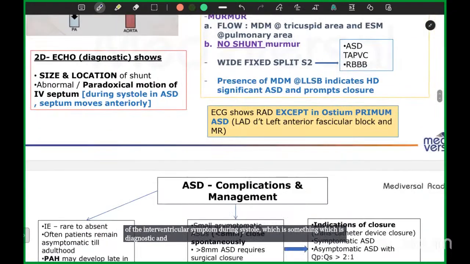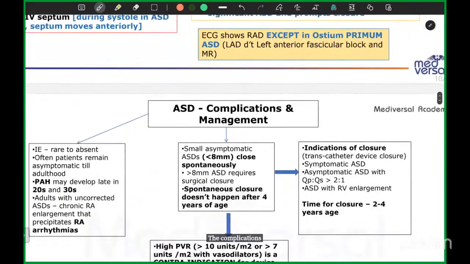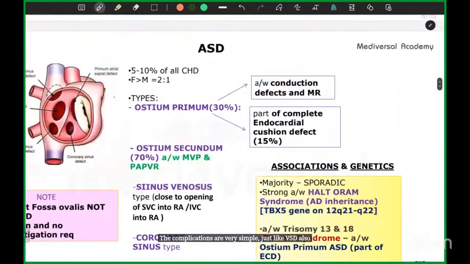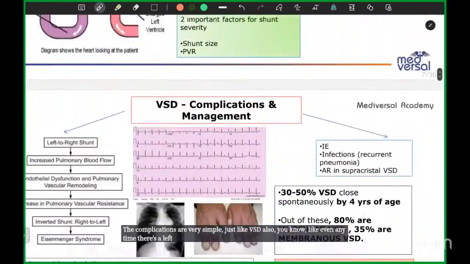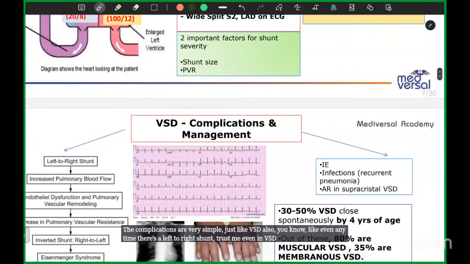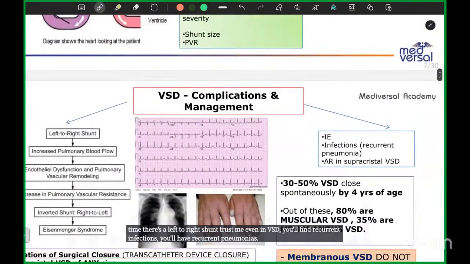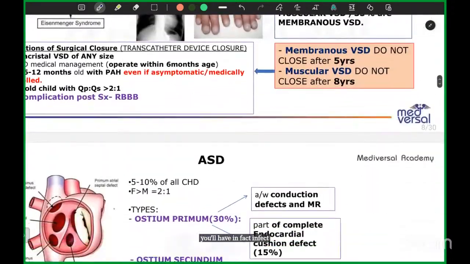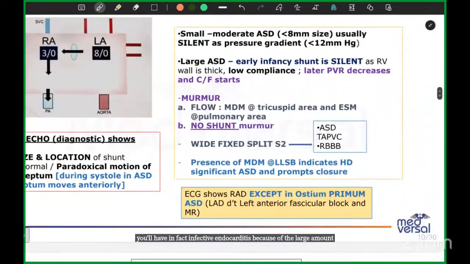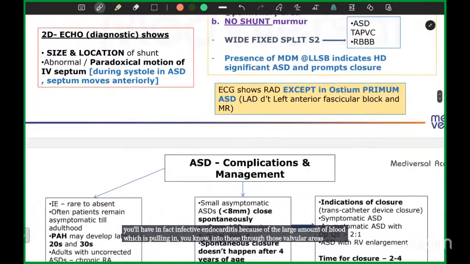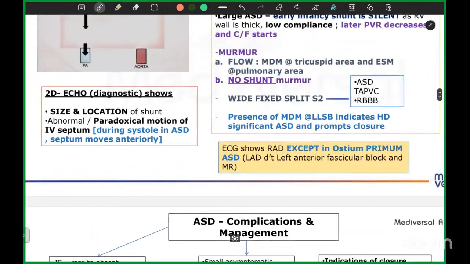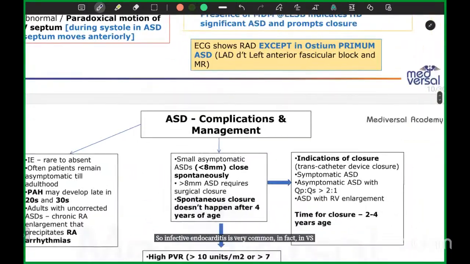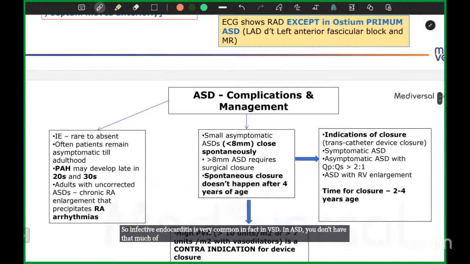So this paradoxical movement of the interventricular septum during systole is diagnostic and found in cases of ASD. The complications are very simple. Just like VSD, anytime there's a left to right shunt, trust me, even in VSD, you'll find recurrent infections, recurrent pneumonias, and in fact infective endocarditis because of the large amount of blood pooling through those valvular areas. So infective endocarditis is very common in VSD. In ASD, you don't have that much infective endocarditis; it's almost absent.